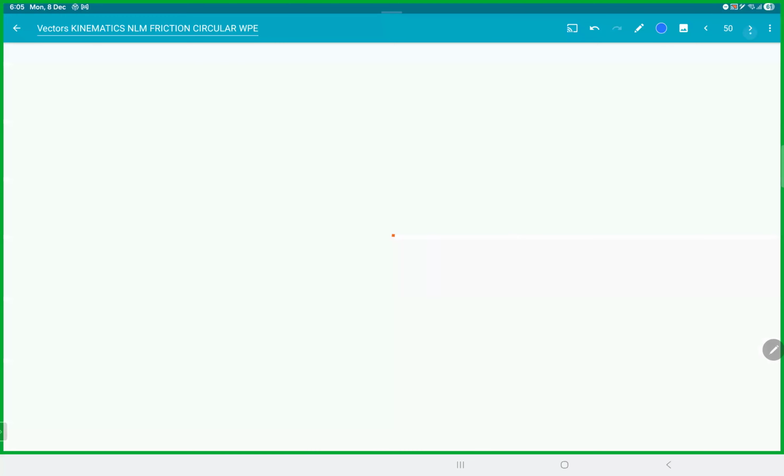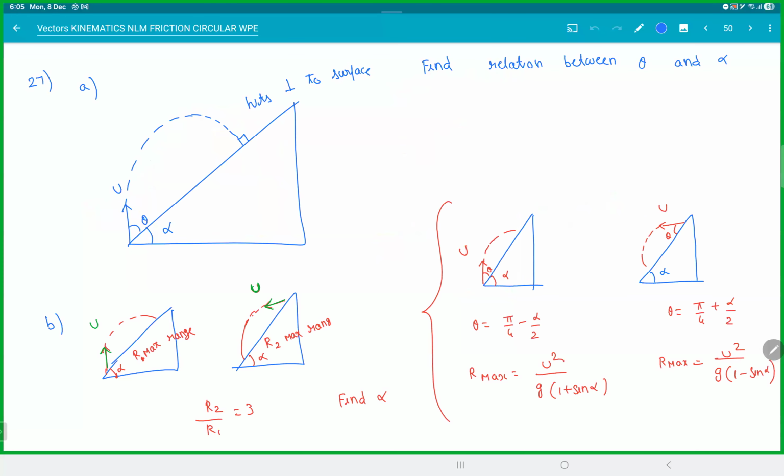Let's get these things. A particle is projected with speed u at an angle theta with the incline. It hits the incline perpendicular to the surface. Find the relation between theta and alpha. Second question: a particle is thrown with speed u from down, and also thrown with speed u from the top. In both cases, the maximum ranges are R1 and R2. If R2 by R1 is 3, find alpha.